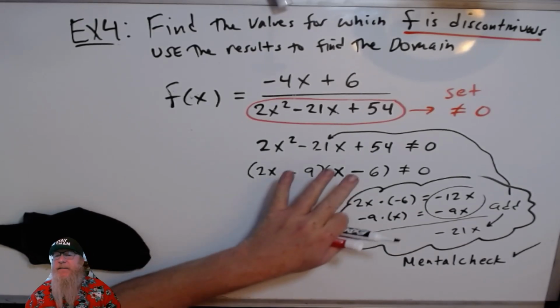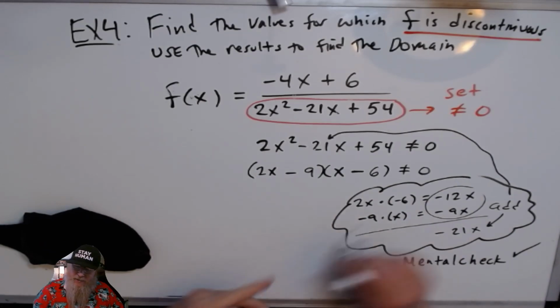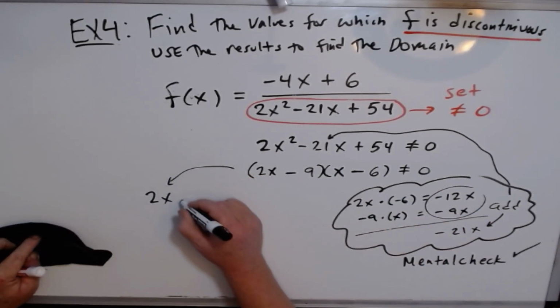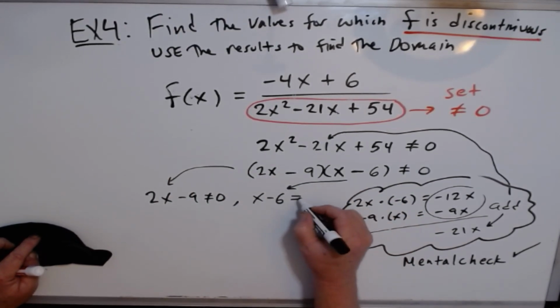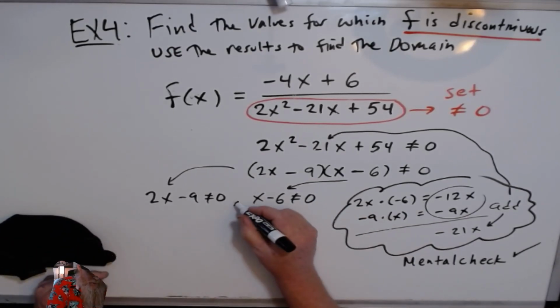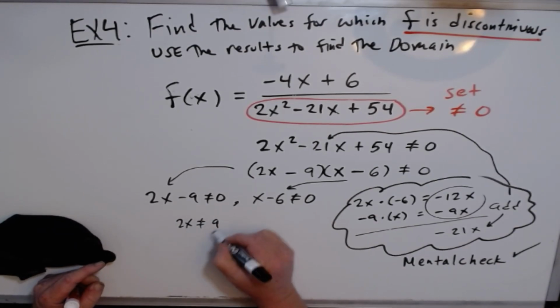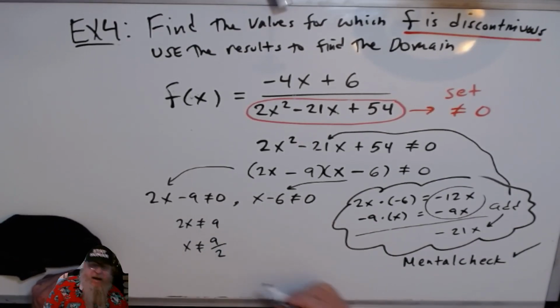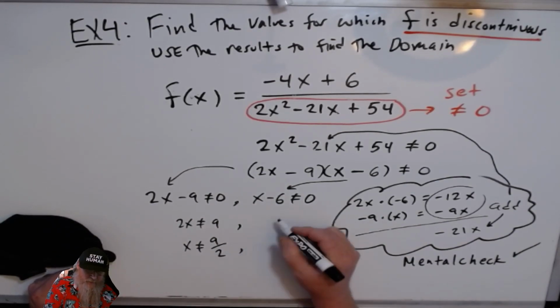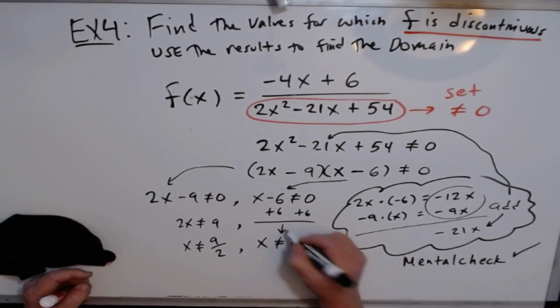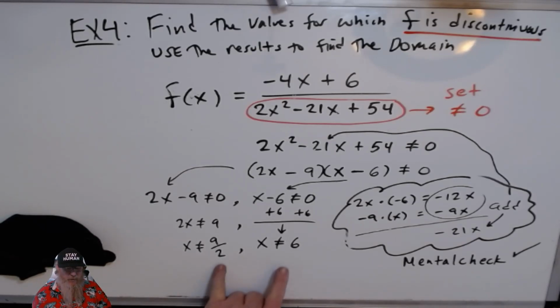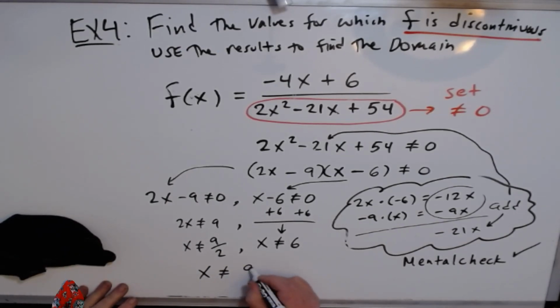Okay. Now, again, this is not the answer. This is the factorization. I still have a little ways to go. So I've got 2x minus 9 does not equal 0, and x minus 6 does not equal 0, separating them with a comma. So x does not equal 9 halves, or x does not equal 6. So those are my excluded values. I usually just write the x one time, like that.